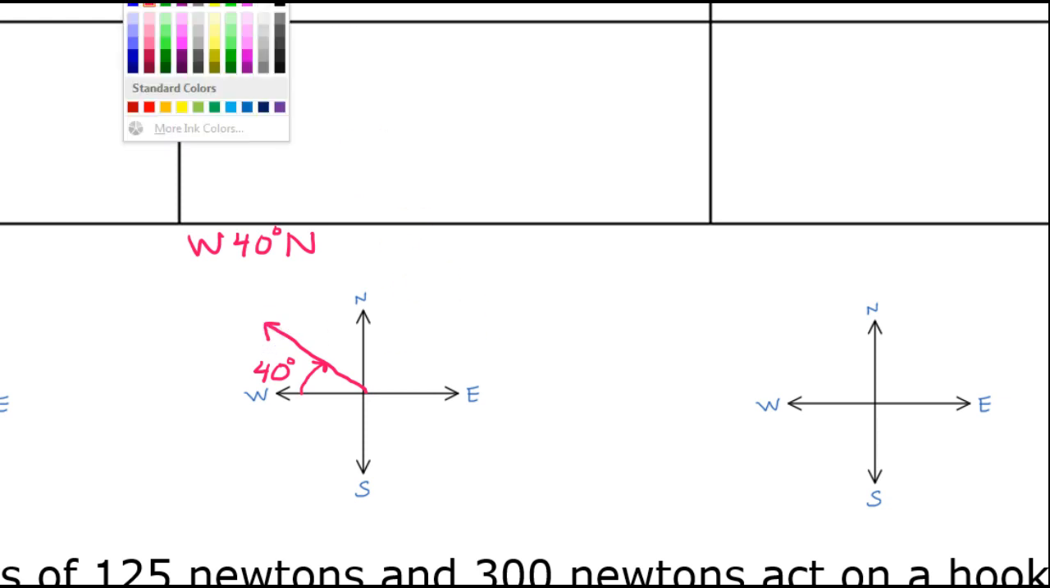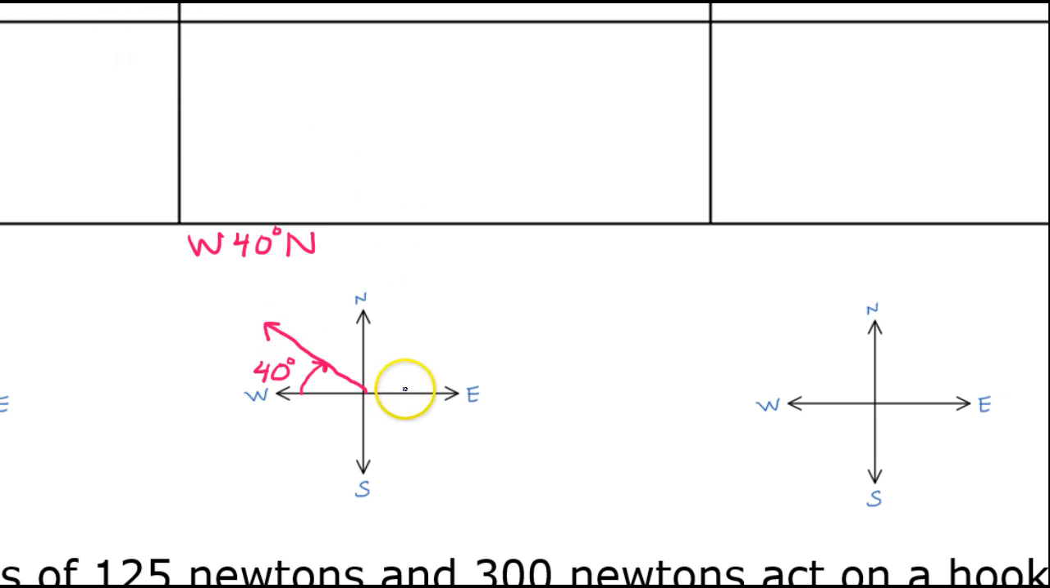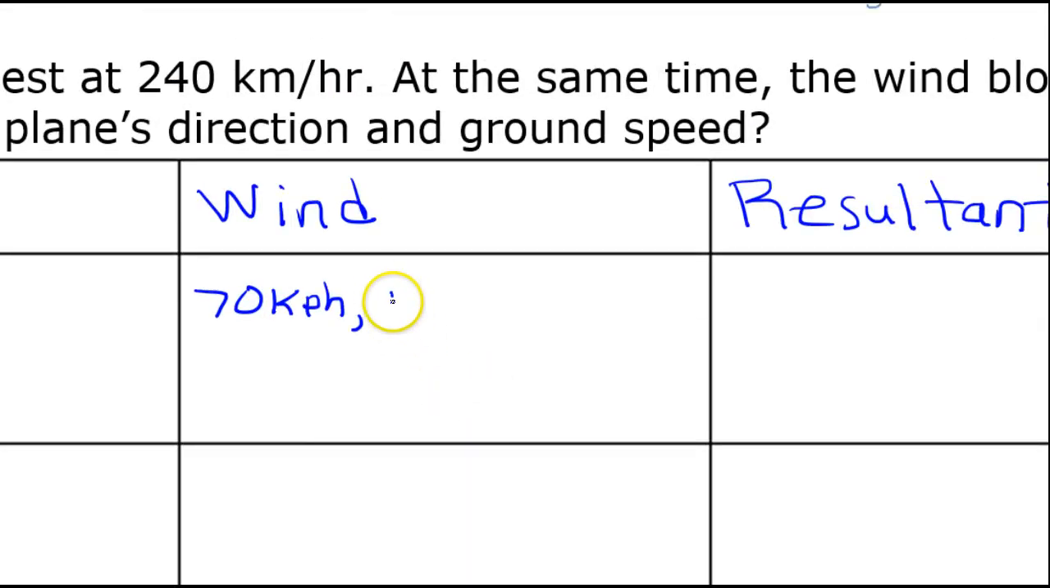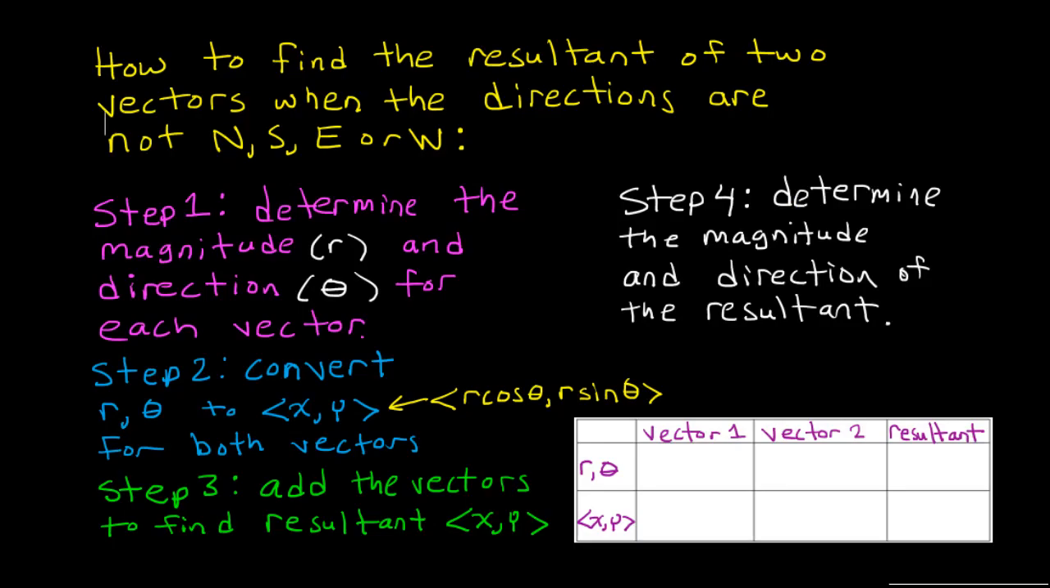Now, on the chart, I need an angle that is measured from the positive x-axis like this. So this angle should be 180 minus the 40. So of course that is 140 degrees. So that's the angle that I'm going to put on this chart, 140 degrees. So that's step one. We now have the magnitude and direction for each vector.